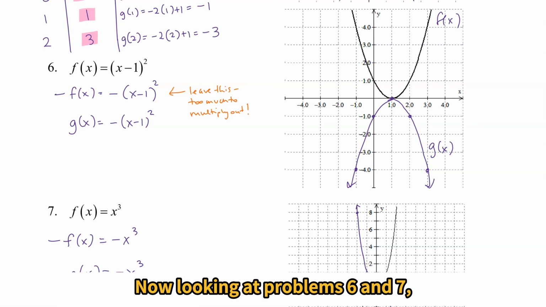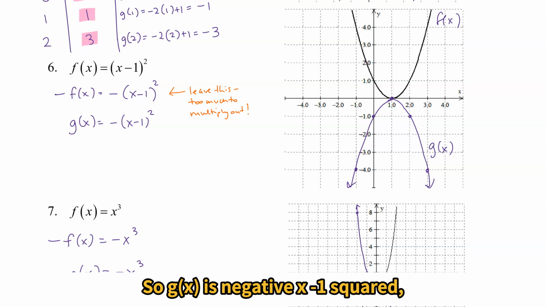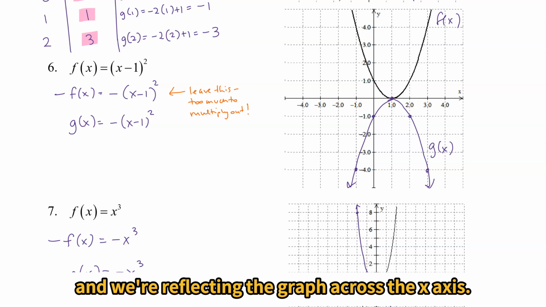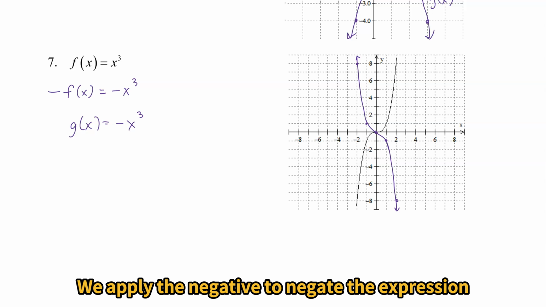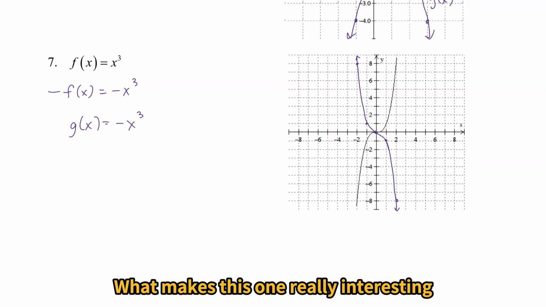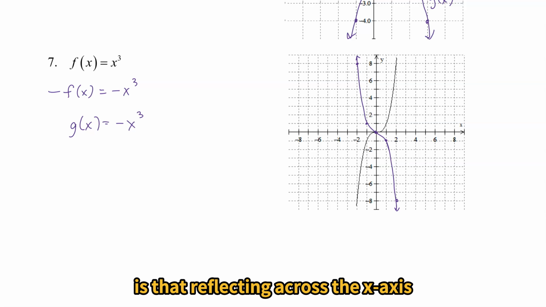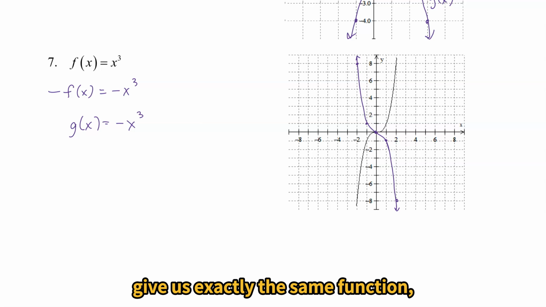Now looking at problems 6 and 7, notice we negate the entire expression, so g of x is negative (x minus 1) squared, and we're reflecting that graph across the x-axis. Similarly for number 7, f of x is x to the third. We apply the negative to negate the expression, and we get g of x is negative x to the third. What makes this one really interesting is that reflecting across the x-axis and reflecting across the y-axis give us exactly the same function, which is kind of cool.